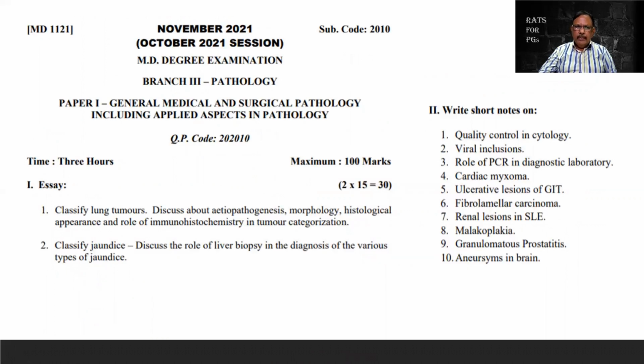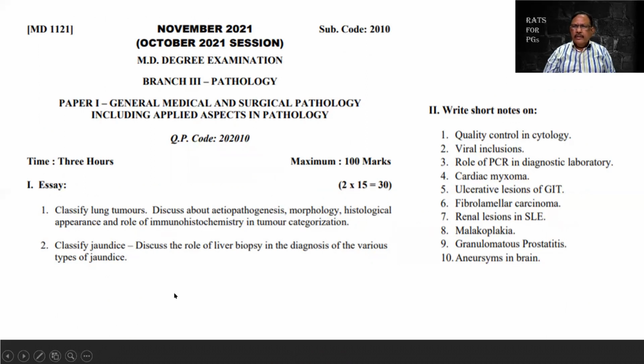This is another paper. Look at this again. If you had read your Robbins and Ackerman, you people will be able to write this straight away: classification of the tumors, morphology, histology, etc. Maybe you will have to add the immunohistochemistry and the later molecular method of classification, etc.